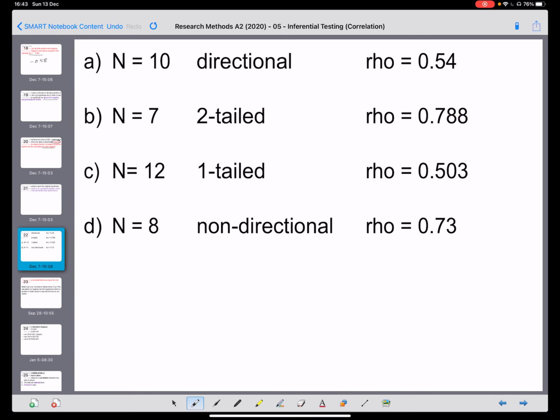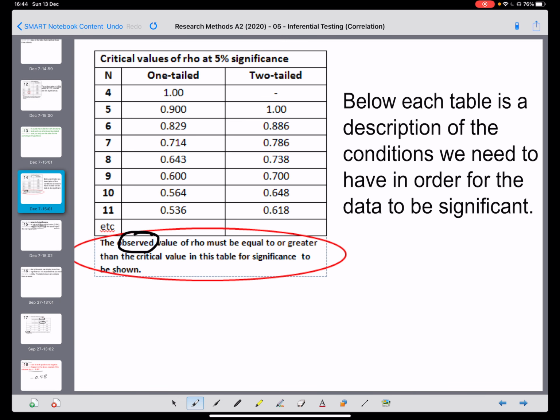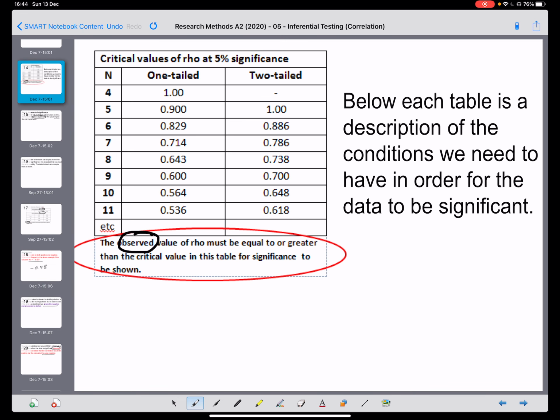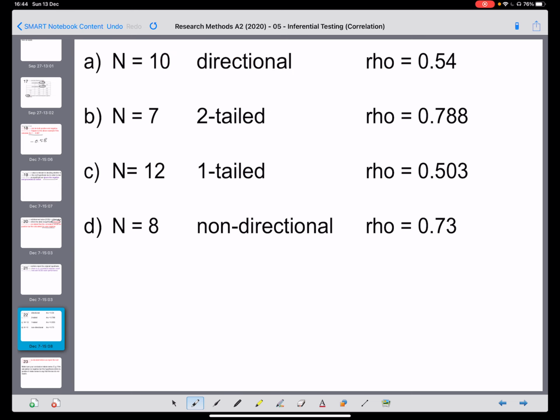These are examples. So you have n equals 10, directional rho equals 0.54. Your job is to go to the table of data and decide whether it's significant or not. Okay, so go through that, try it, and pause the video and see if you can come up with the correct values, whether you should reject or accept it based on this.